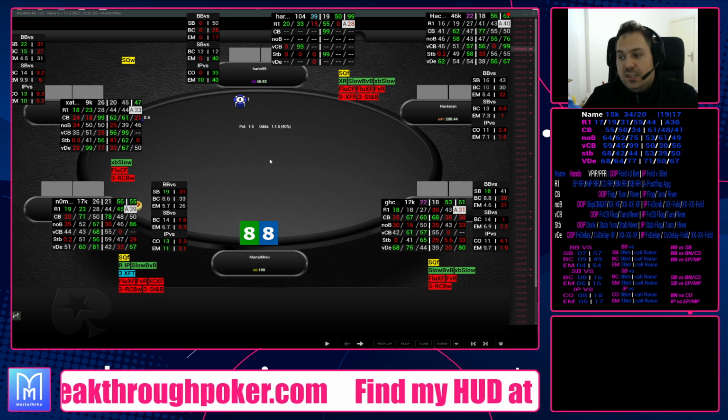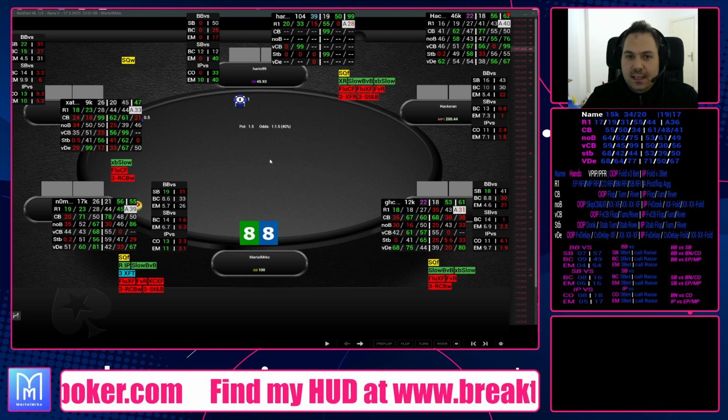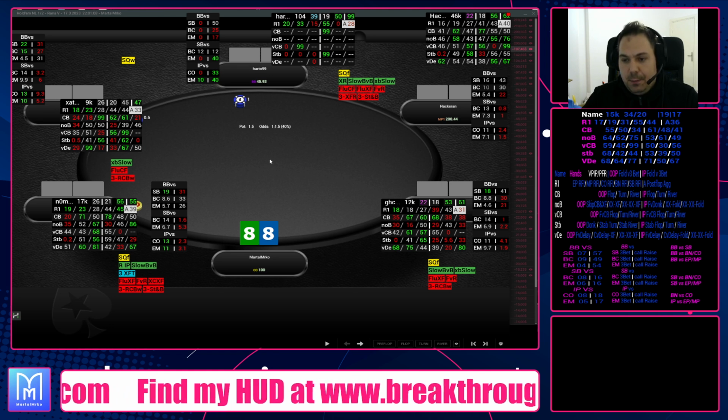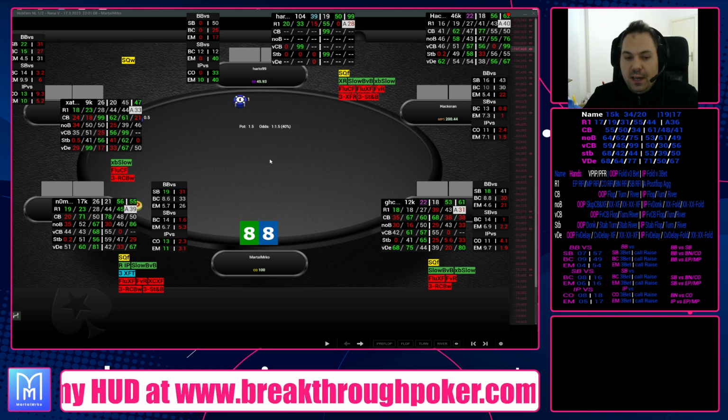We also have the badge system. The badge system will give you immediately something that people are having as a leak or something you need to be careful about.